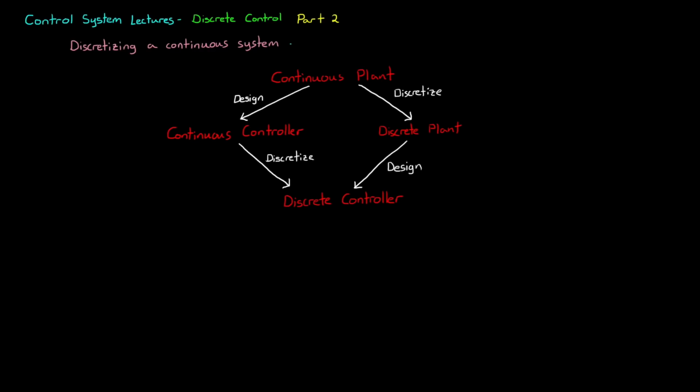In both of these cases, we are taking a continuous system and discretizing it. In the first case, we're discretizing the controller, and in the second case, we're discretizing the plant. But the method is going to be the same for both of them. So let's talk a little bit about how we do that discretization. Specifically, we're going to focus on going from a continuous system to an equivalent discrete system.